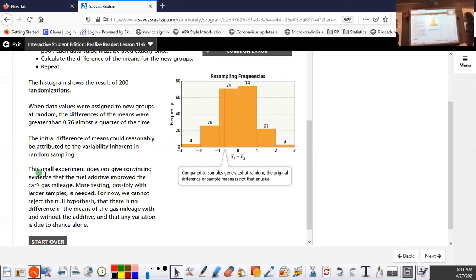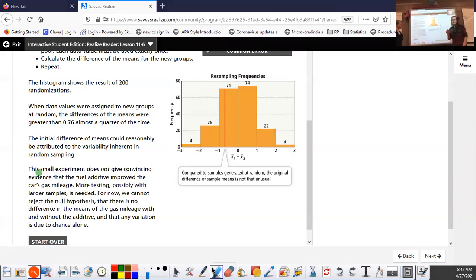So if a small experiment does not give convincing evidence that the fuel additive improved the car's gas mileage, more testing might make a difference. The null hypothesis was that the additive did nothing. And so I think we have to accept the null hypothesis because of our results.